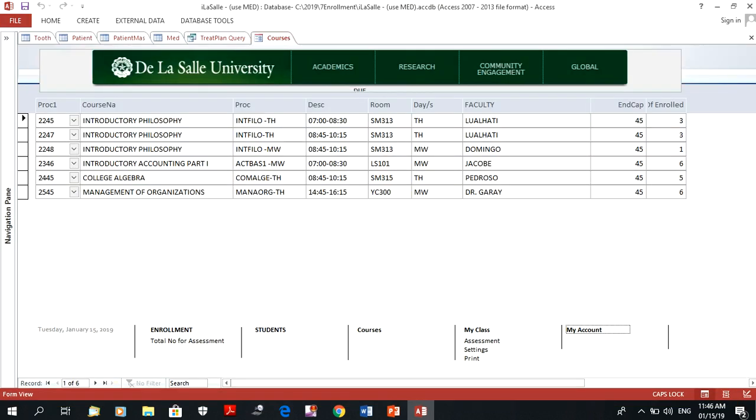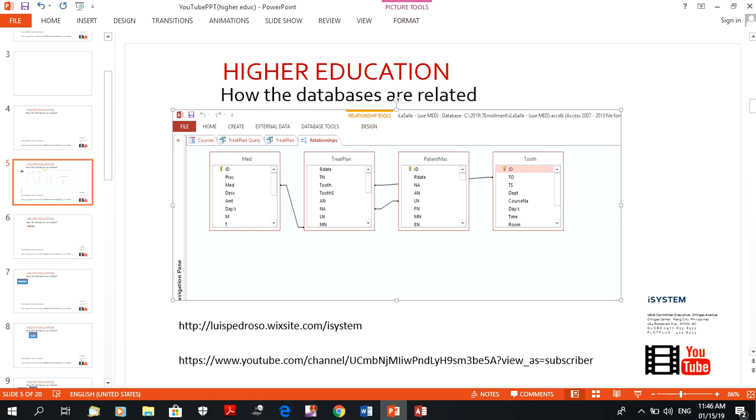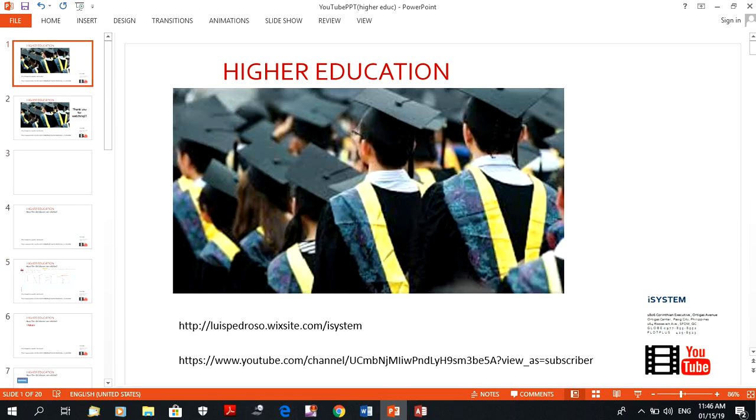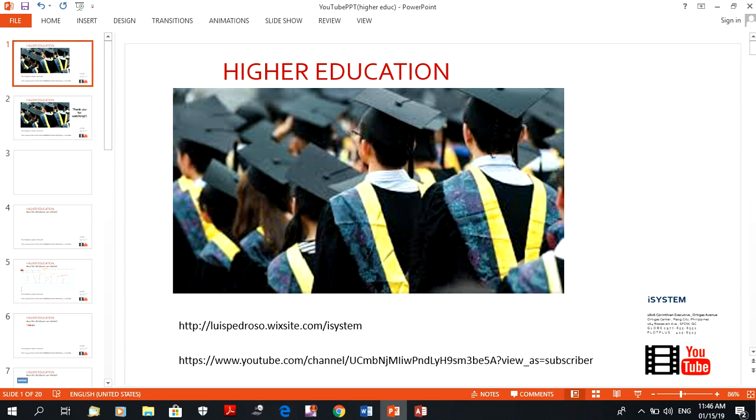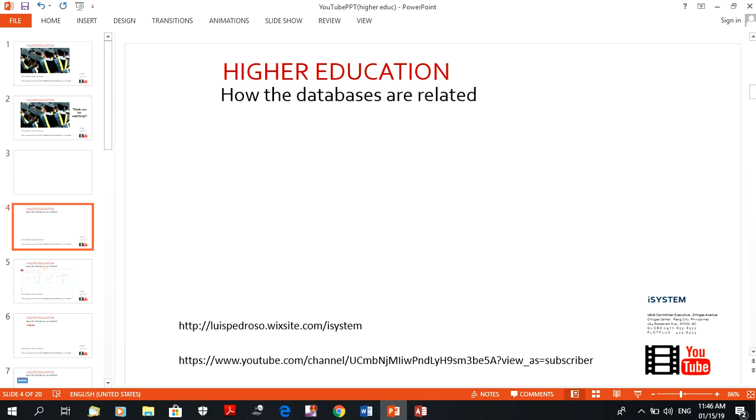This comprises the databases used for this higher education enrollment system, usually used for colleges and universities. So if you are a college, higher education school, or university, this is the system you need. You need an enrollment system, and this portion is how the databases are related.